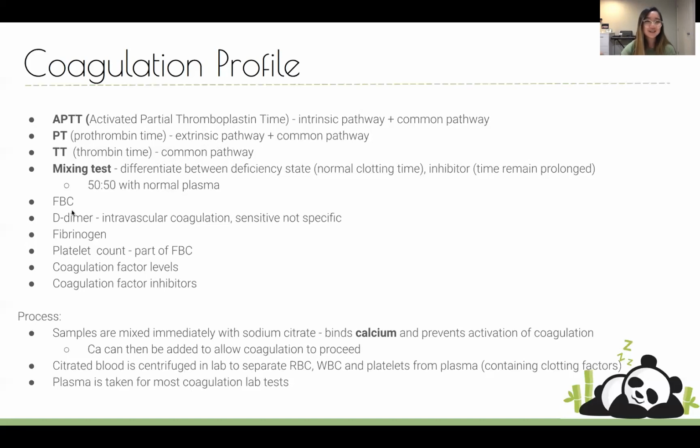Yeah. And then you can also do an FBC, D-dimer, fibrinogen, platelet count, clotting factor levels, or clotting factor inhibitors, such as protein C, S, and antithrombin. And the way they do a lot of this is they mix the samples with sodium citrate, and that binds the calcium, prevents coagulation. And then calcium can be added to allow the coagulation to proceed. And then they time that. So the longer the time, the longer it takes for your clotting factors to work. And so that might be because you have a deficiency or an inhibitor.